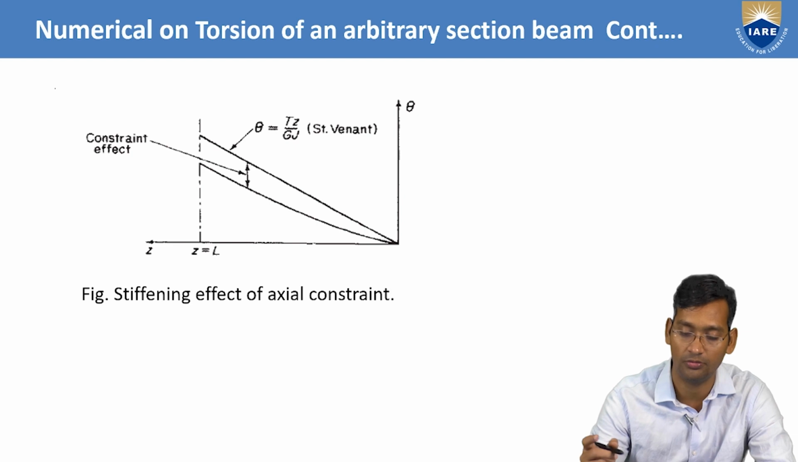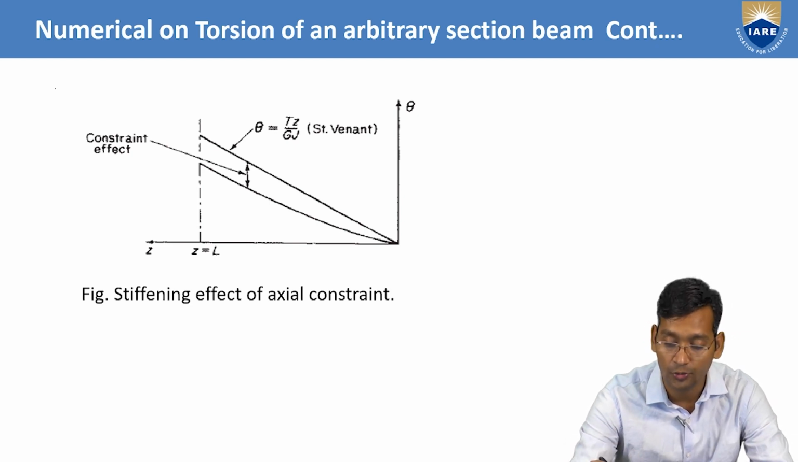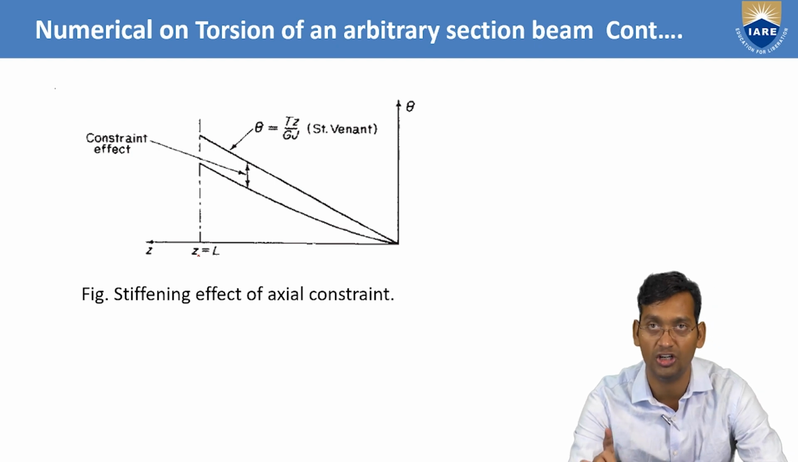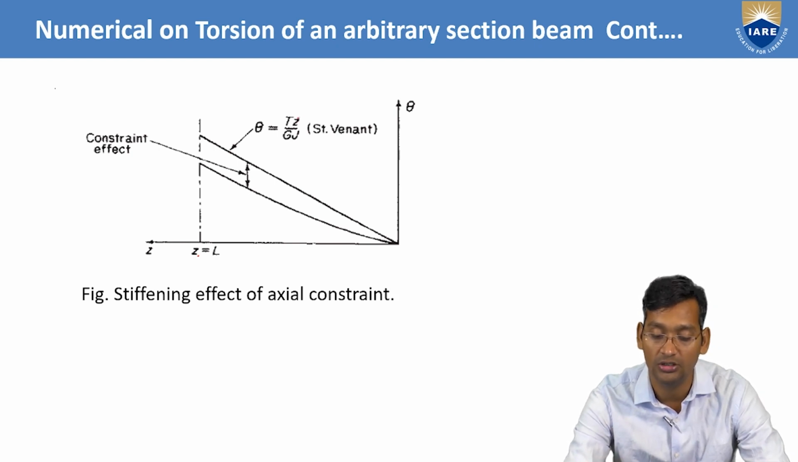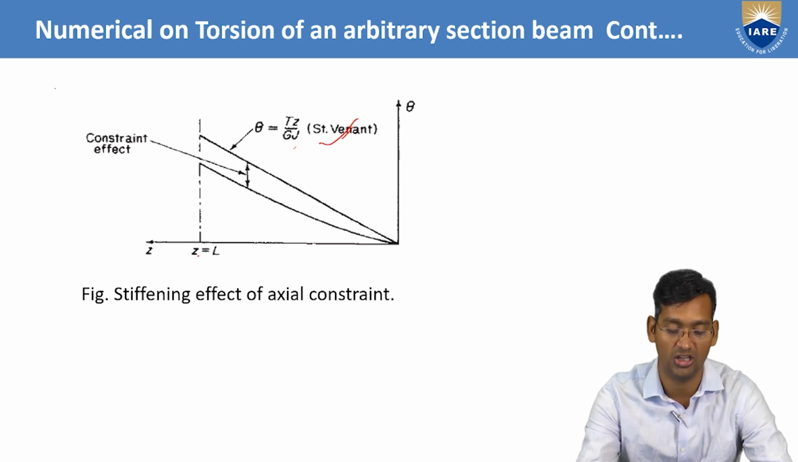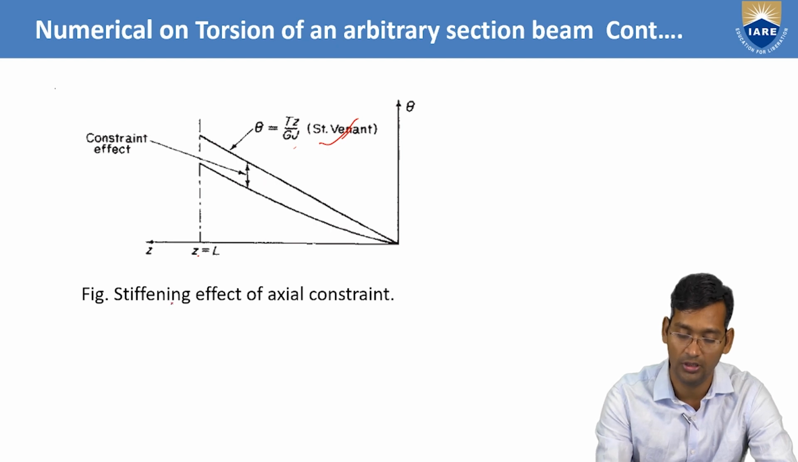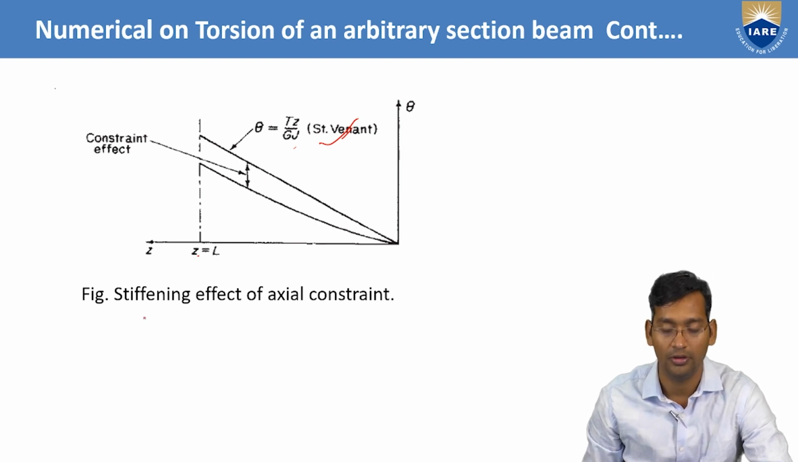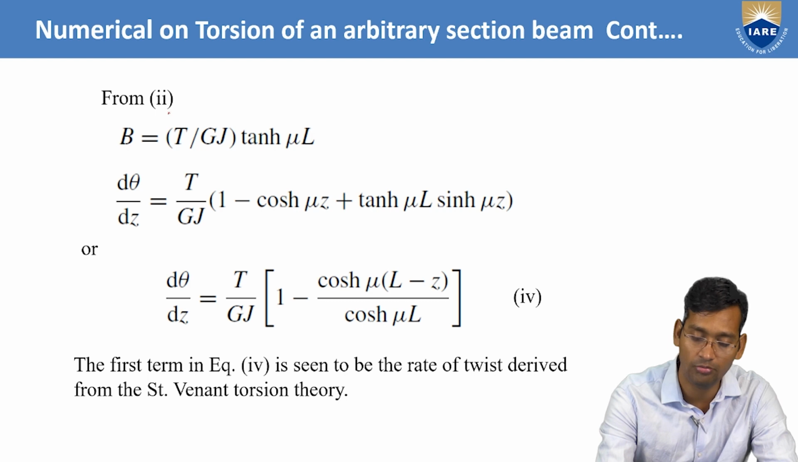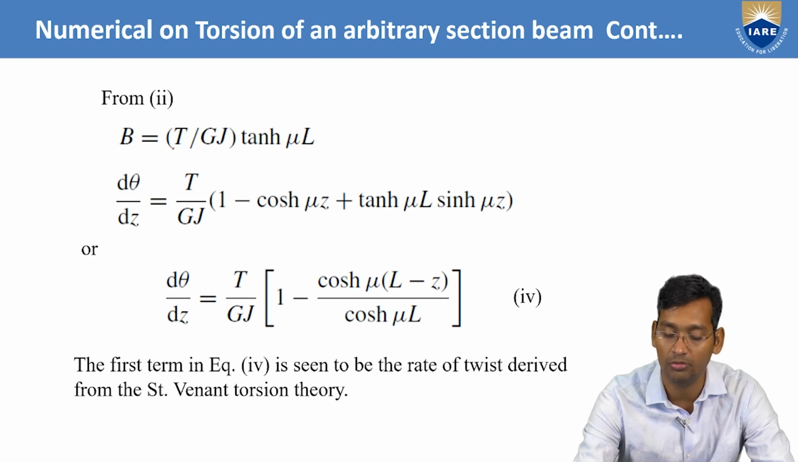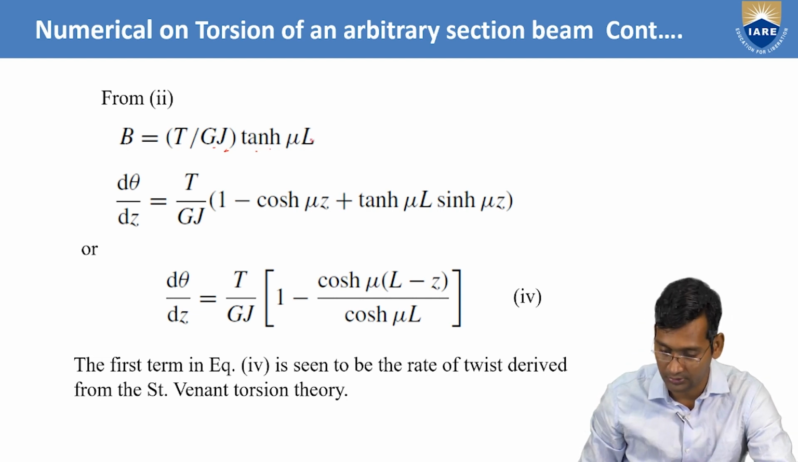Next, for finding B, B is still left. So here this is theta versus Z. So at Z equals L, that boundary condition we have to use. Theta is what? Tz by GJ, from that Saint Venant, which we already used, right? This is the stiffening effect of axial constant. Now from the equation, B equals what we will get? T by GJ into tanh μL. Why? Just see here, I'm showing you.